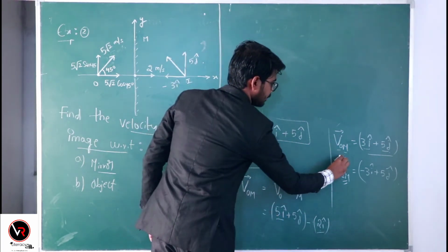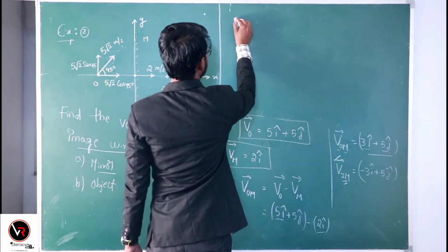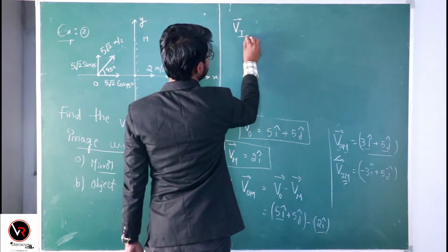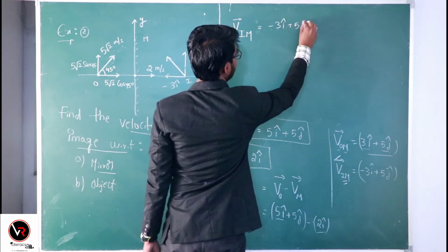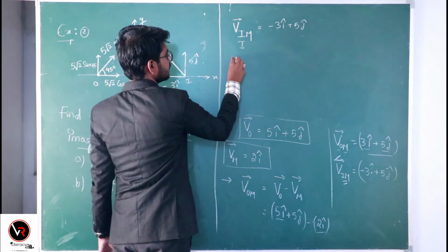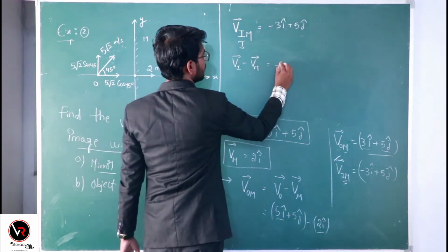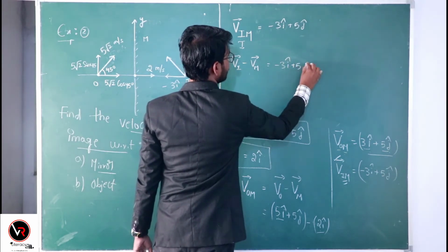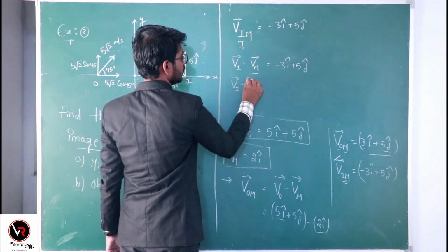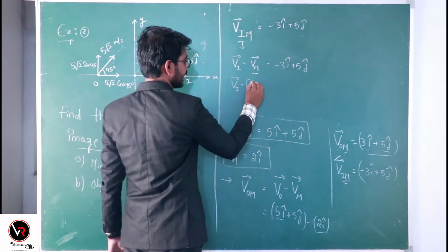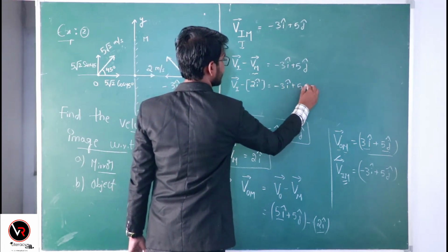Okay, take this one. The velocity of image with respect to mirror is equal to minus 3 i cap plus 5 j cap. So you can write: velocity of image minus velocity of mirror equals minus 3 i cap plus 5 j cap. So what is the velocity of mirror? Velocity of mirror is 2 i cap. So 2 i cap is equal to minus 3 i cap plus 5 j cap.